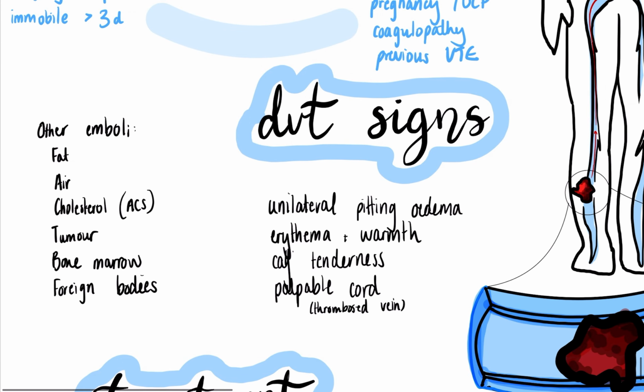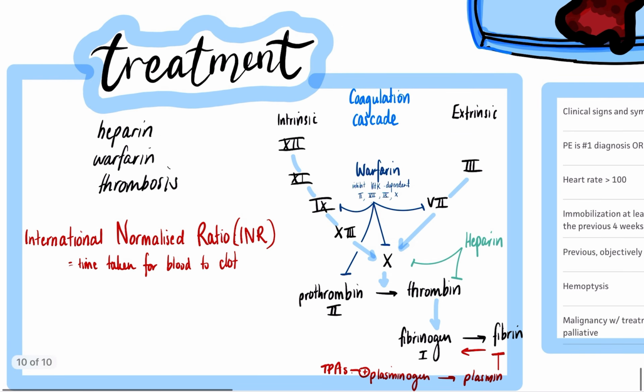There are also a bunch of other things that can cause emboli. Namely, you can get fat emboli, air emboli. I'm pretty sure that's what the bends are, but I can't confirm that. You can also get emboli from degraded coronary atherosclerosis. You can get tumor emboli, bone marrow if you've recently, say, fractured your hip and you've got bits of bone floating around, those can go to your lung and cause a PE, and foreign bodies, which is unfortunate.